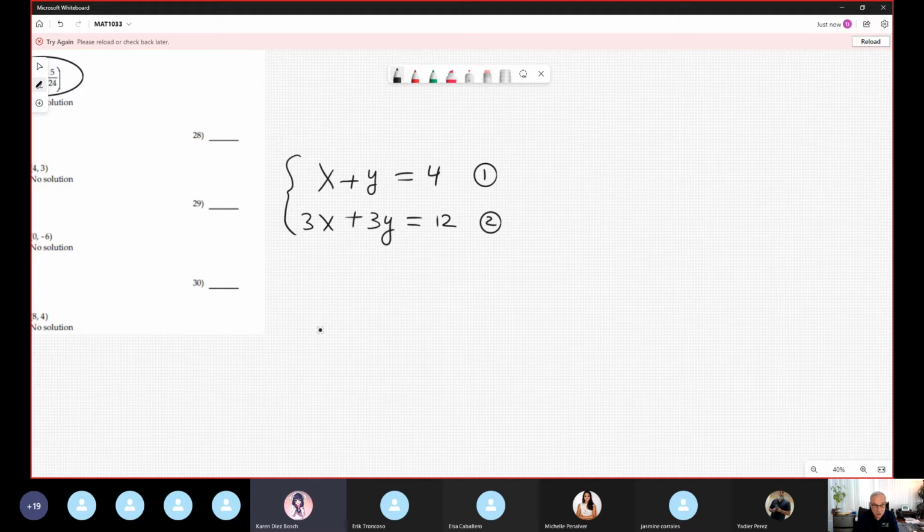Suppose that you take the first one and you isolate x. I don't know why. There is no special reason. And you now substitute this.